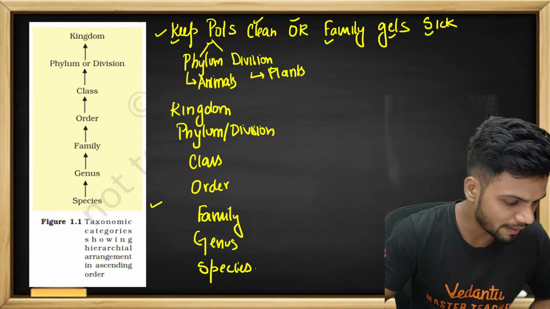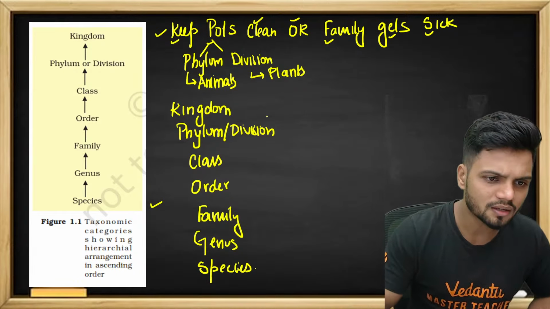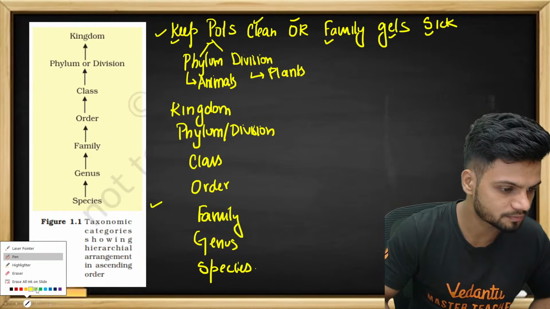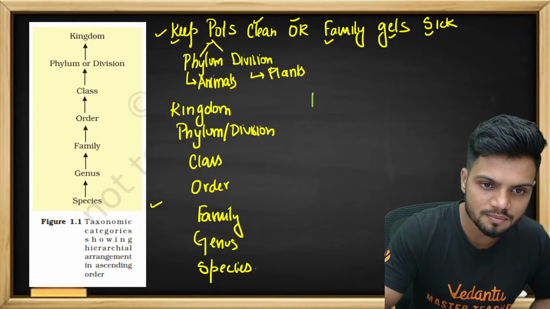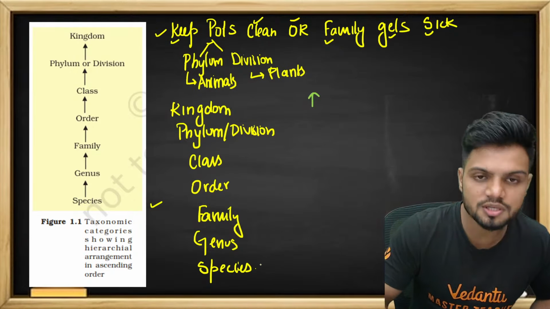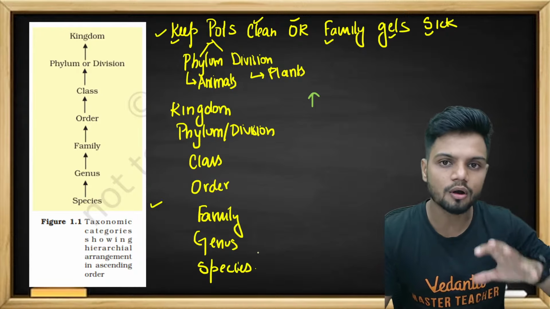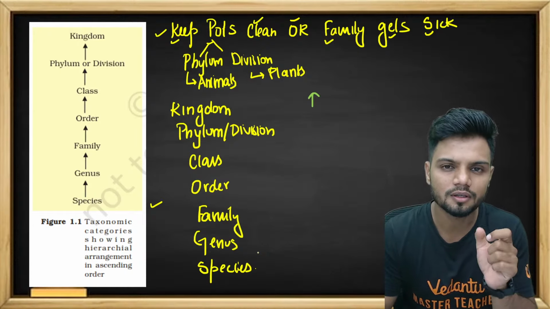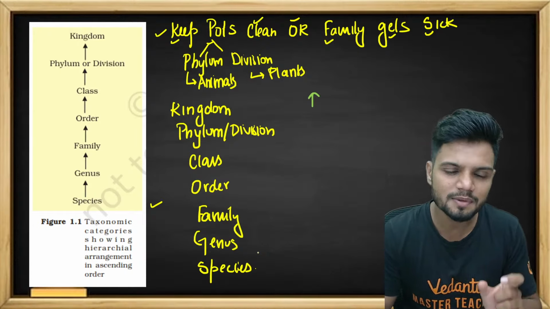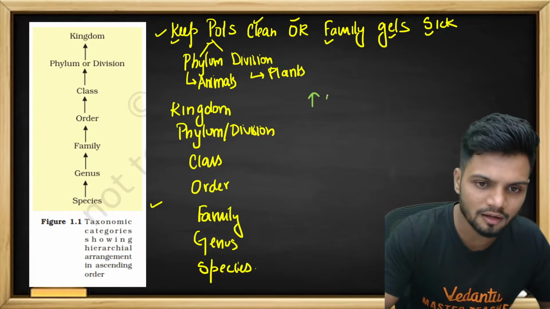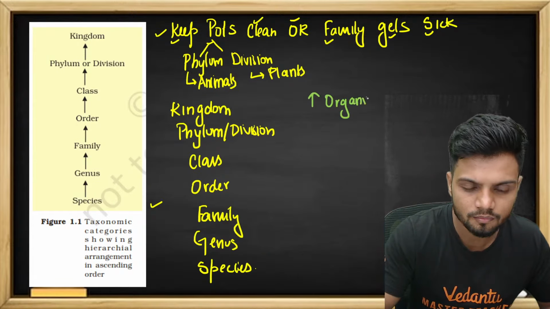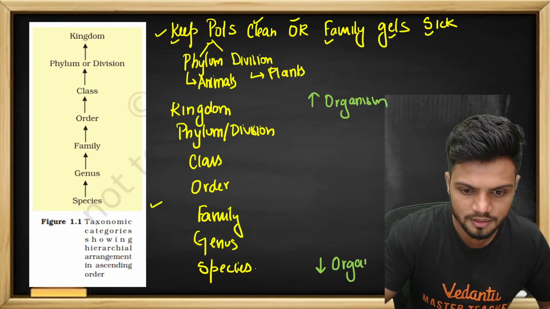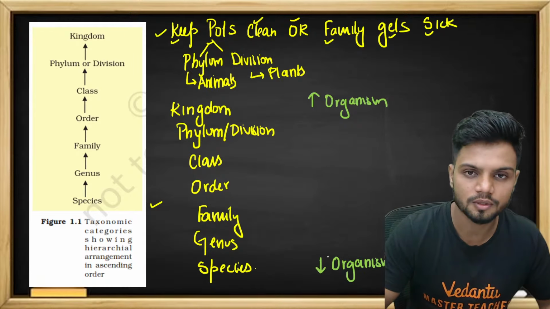Now, let me tell you one small thing here. Tell me, where do you find more organisms, a greater number of organisms? Do you find more organisms in a kingdom or in a species? Do you have more organisms in kingdom Animalia, or do you have more organisms in the case of dogs or some very specific species? Obviously, in the case of kingdom, we'll have more organisms, and here in the species, we'll have fewer organisms. Fewer organisms.